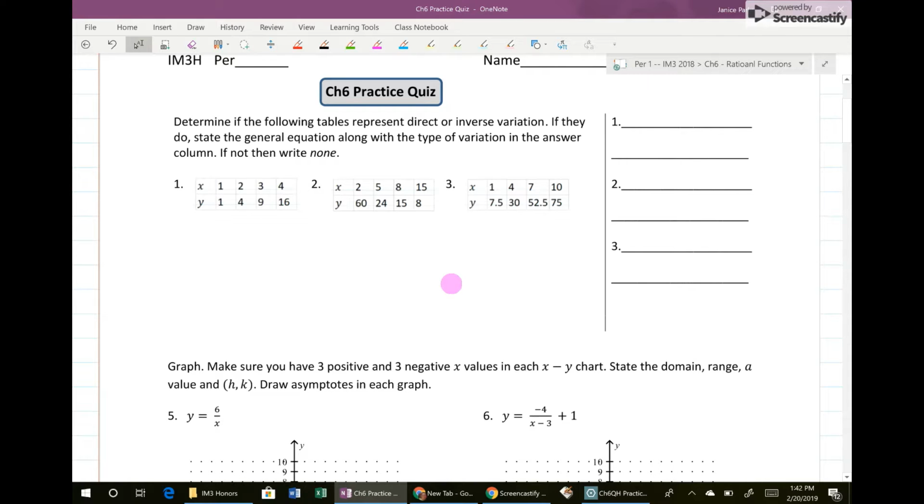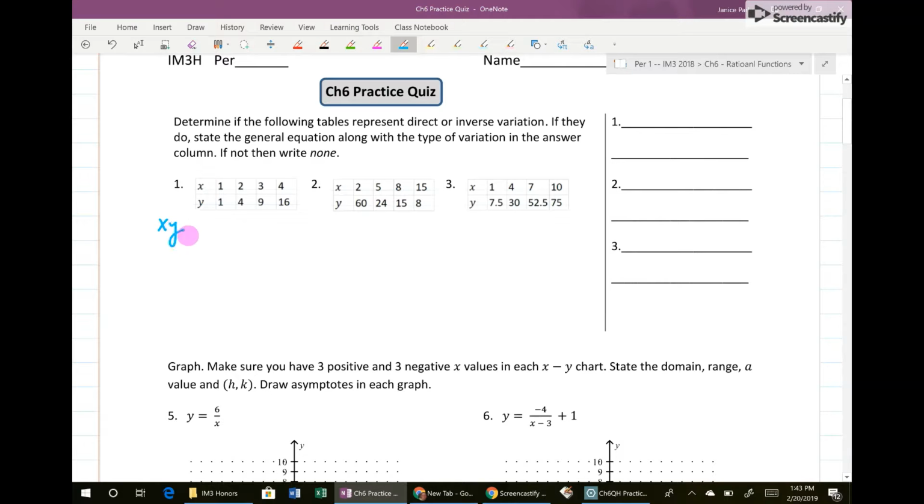In order to do these, you want to check to see if x times y equals the same thing over and over again, or if y divided by x or x divided by y equals the same thing. I'm going to go ahead and do y divided by x on the division ones.